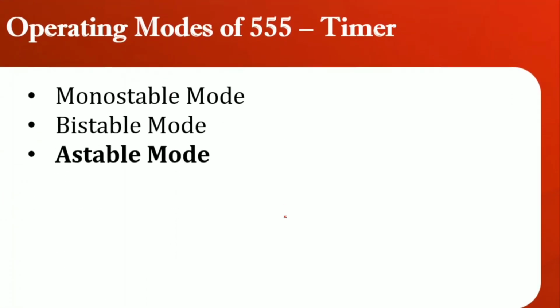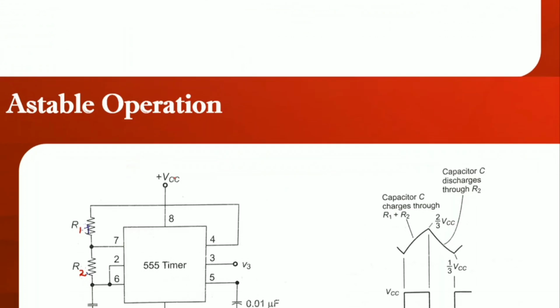Next. What are the different operating modes of the 555 timer? It operates in 3 different modes: monostable mode, bistable mode and astable mode. In monostable mode, you will have one stable state. In bistable mode, you will have two stable states. In astable mode, none of the states are stable. So, it is called astable mode.